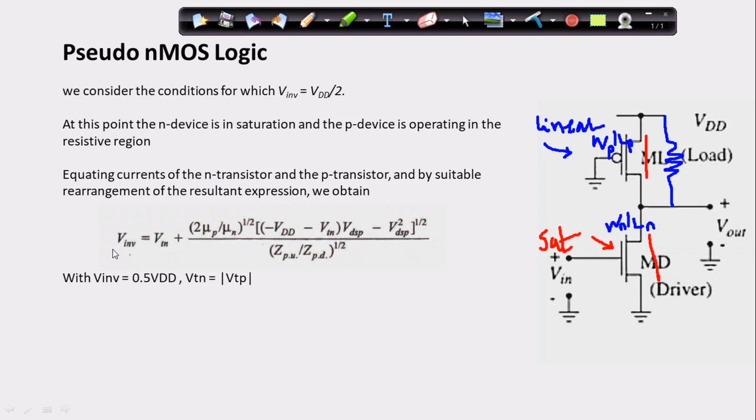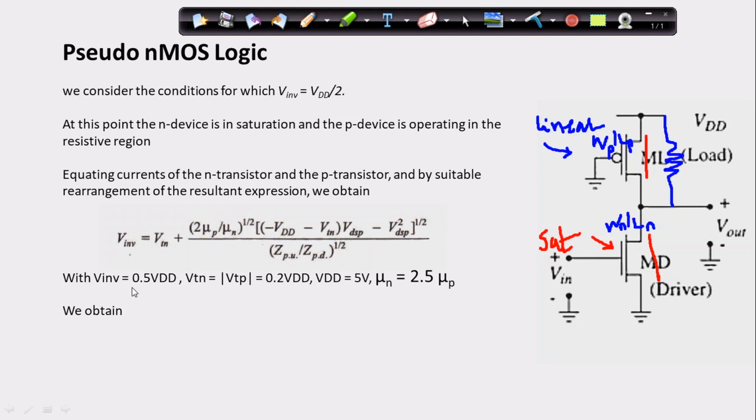So I'll be getting V inverter is equal to VTN plus (2 mu P by mu N) raised to 1 by 2, and then (VDD minus VTN VDSP minus VDSP square) whole raised to 1 by 2, divided by Z pull up and Z pull down region. Let me have these values like V inverter.